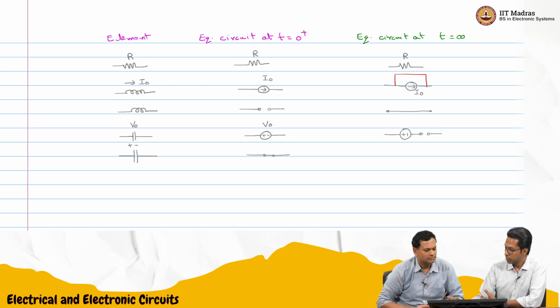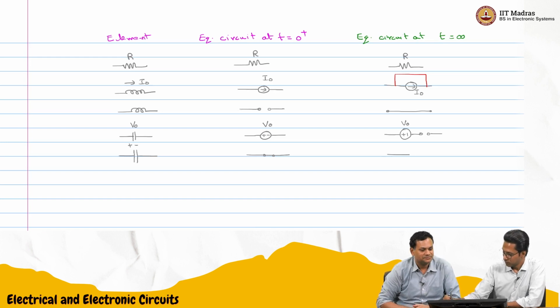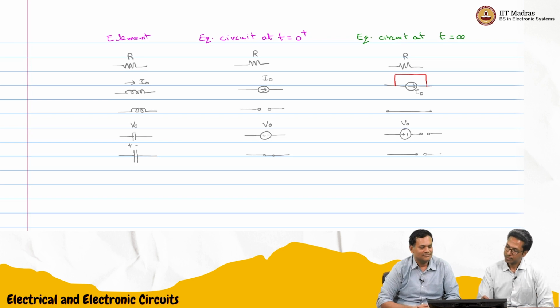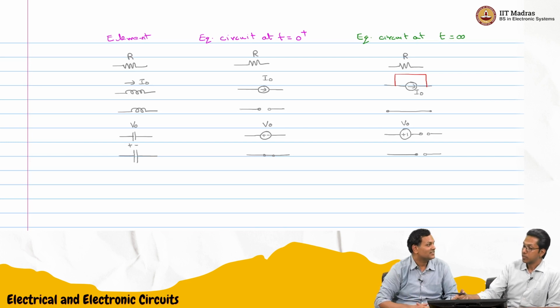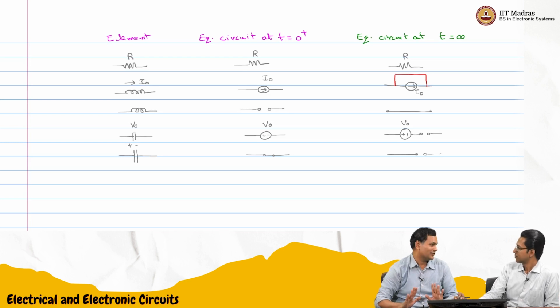If there is a V0, that V0 will be there. If there is no V0, it's just an open circuit. Perfect. So in fact, students can use this to solve simple first order differential equation based circuits using these initial and final conditions. We are talking all this mostly for DC circuits.